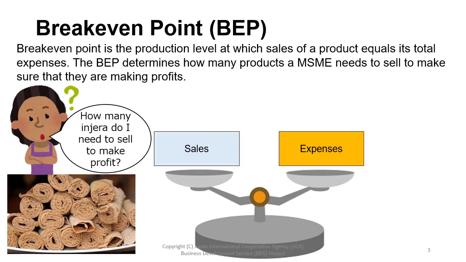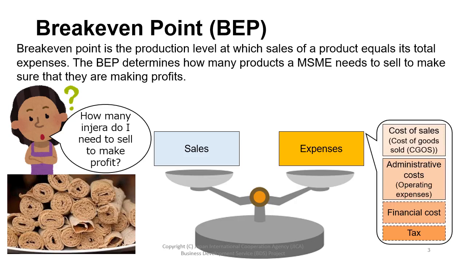Remember Hannah who makes injera? BEP is where her sales from injera equals expenses related to producing injera. Expenses include various costs like ingredients, rent, and employee salary. If Hannah's sales equals her expenses, it means that her injera is making zero profit.